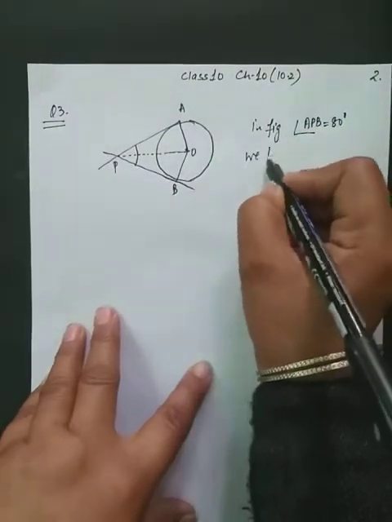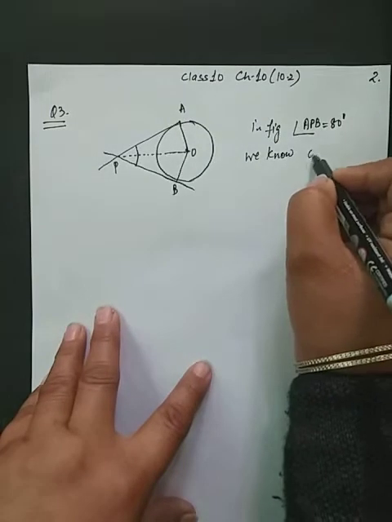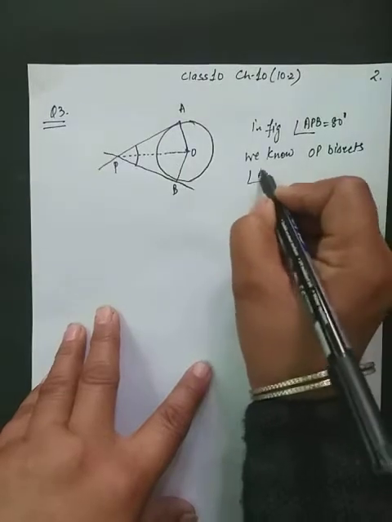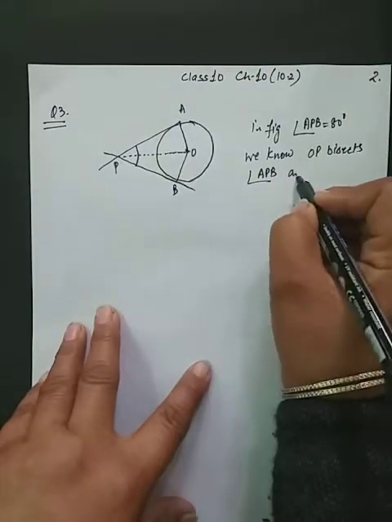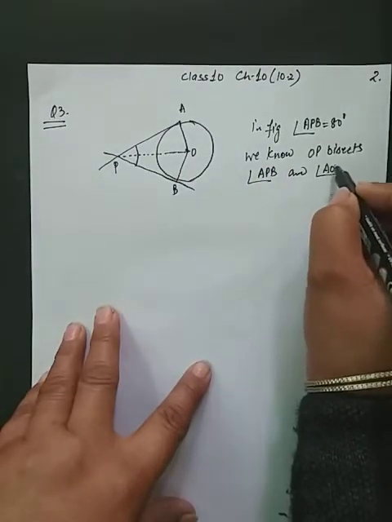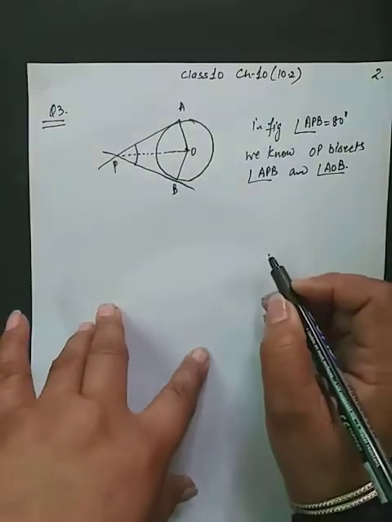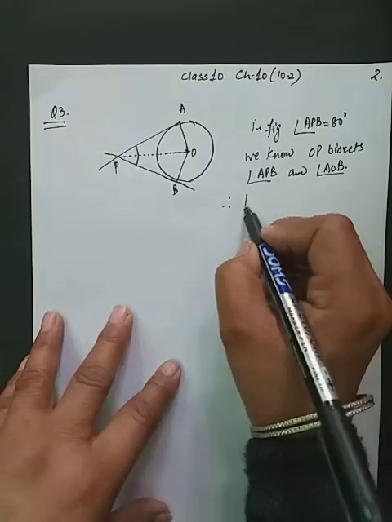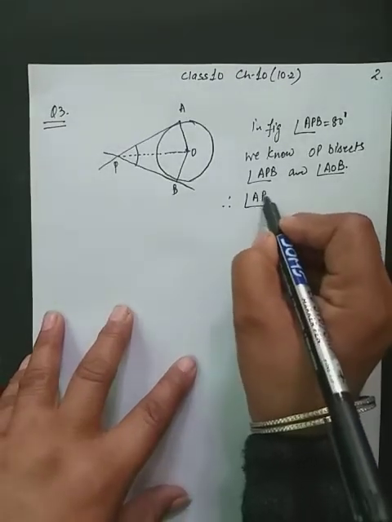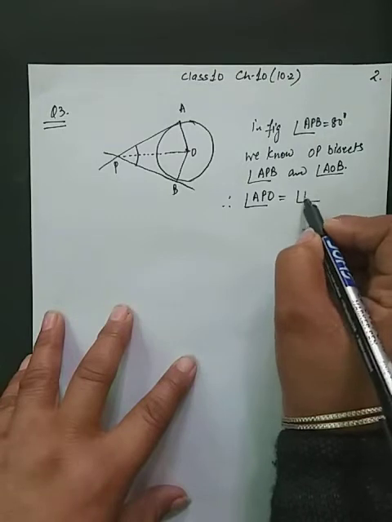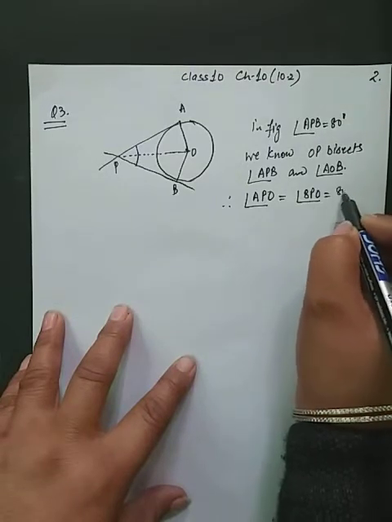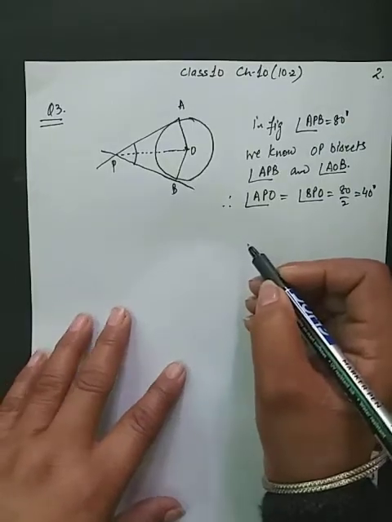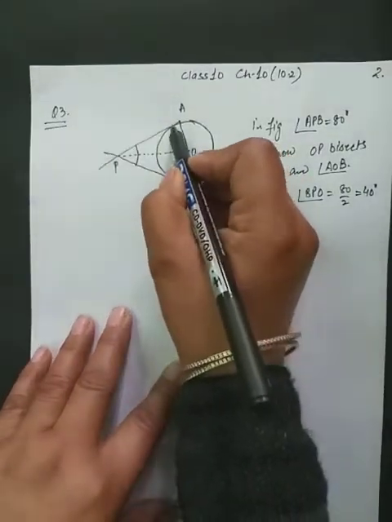We know OP bisects angle APB and angle AOB. So therefore angle APO is equal to angle BPO is equal to 80 by 2 is equal to 40 degree. And we have to find angle POA.